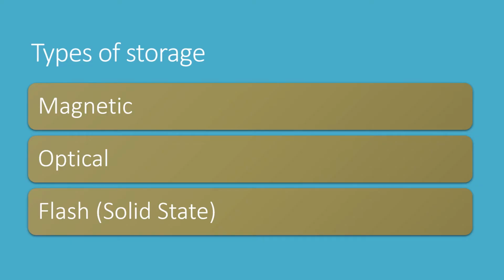I want to quickly go through three different types of storage: magnetic storage, optical storage, and flash, sometimes called flash memory or solid state storage.